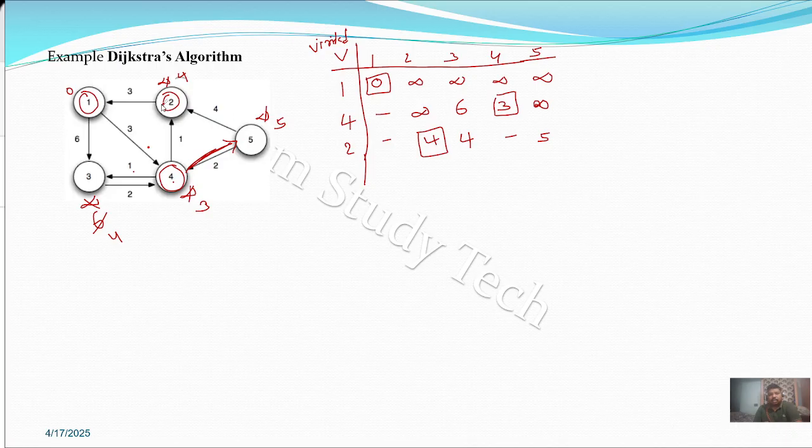So here 2 to 1 is there, but 1 is already a visited vertex, so there is no update. 4 as it is, and the cost of 5 is 5. Now you can see what is the minimum vertex here, 4 is the minimum cost, so 3 is visited now. You can see what edges are connected to vertex 3. Already 1 is visited and 4 is visited, so you can see only 5 is there.